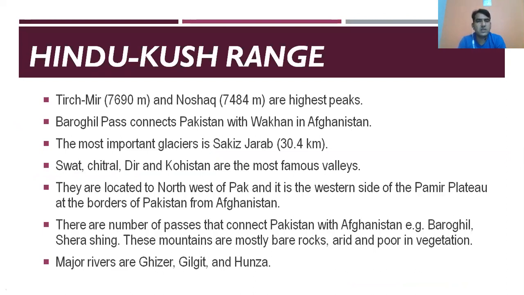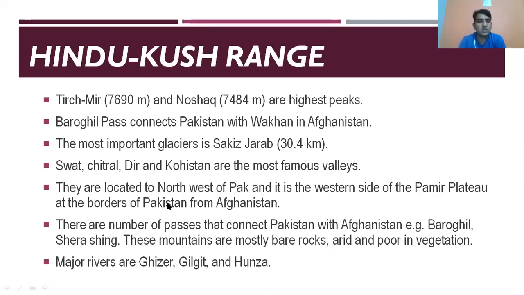Then we have the Baroghil Pass, which connects Pakistan with Wakhan, Afghanistan. I told you, it goes through Wakhan and is also connected to Pakistan. The most important glacier is Sakis Jarab. It is 30 kilometers long and is found in the Hindu Kush. Then we have Swat, Chitral, Dir, and Kohistan. These are the famous tourist spots found in the Hindu Kush.